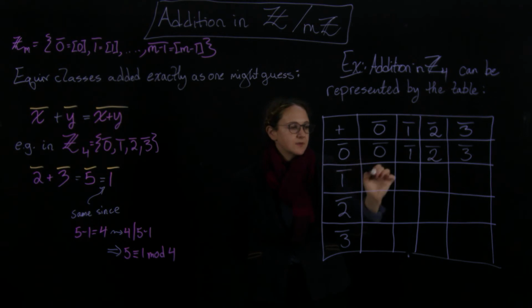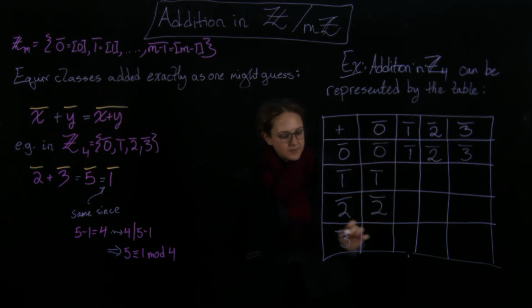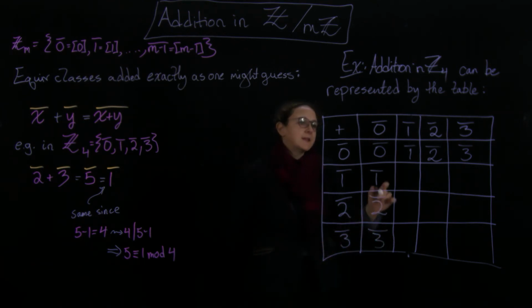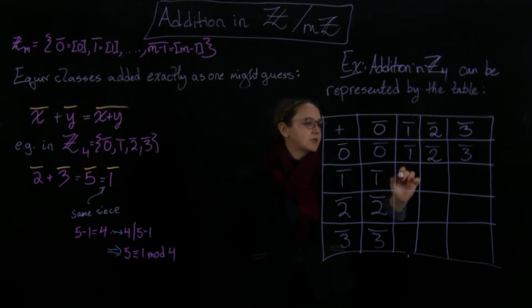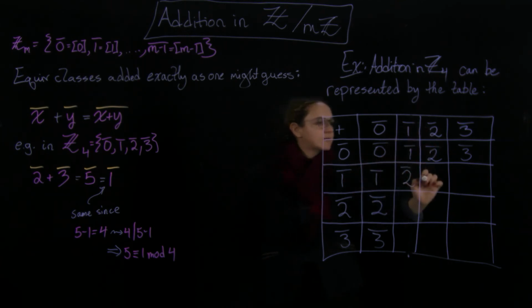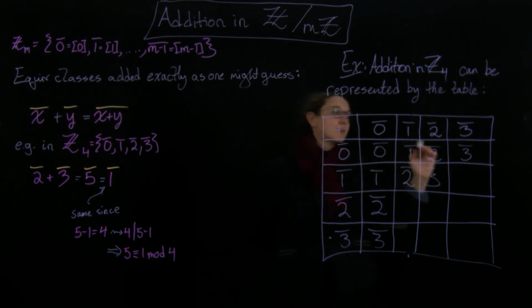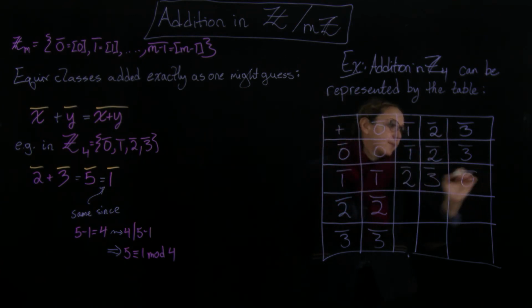So 0 plus 1 is 1, so I get 1 bar. 0 plus 2 is 2, so I get 2 bar. 0 plus 3 is 3, so I get 3 bar. Okay. And then I'm going to keep on going. So 1 plus 1 is 2, so I get 2 bar. 1 plus 2 is 3, so I get 3 bar. 1 plus 3 is 4, so I decide to go back to 0 bar, right?